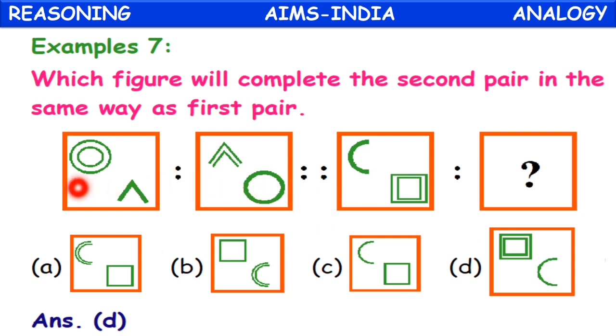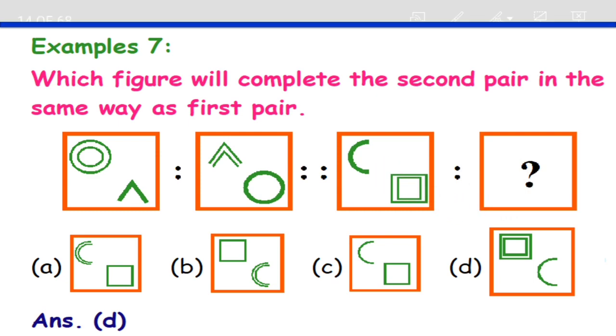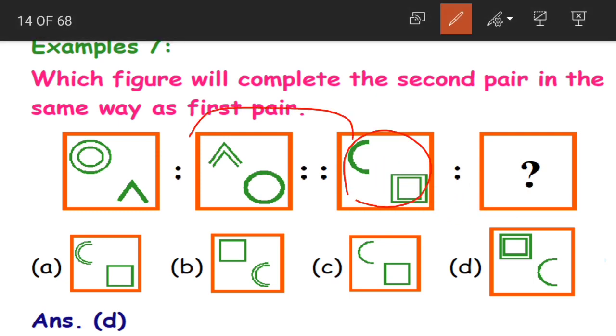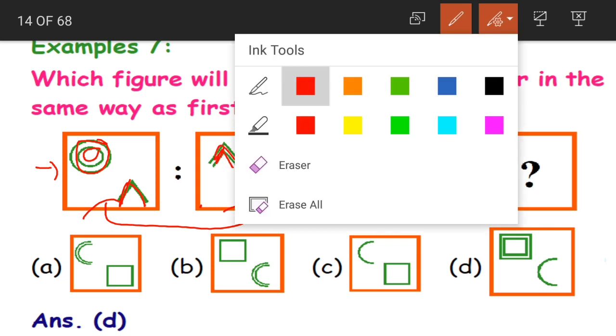See again here the first two figures are related to each other in a certain way. In the same way we have to find the missing figure that is also related to the second pair in the same way as the first pair. First let us study the relationship between first and second figures here, that is between the first pair. See in the first figure we are having 2 circles and 1 triangle. In the second figure we are having 2 triangles and 1 circle.